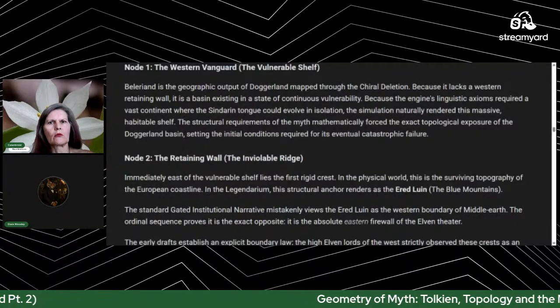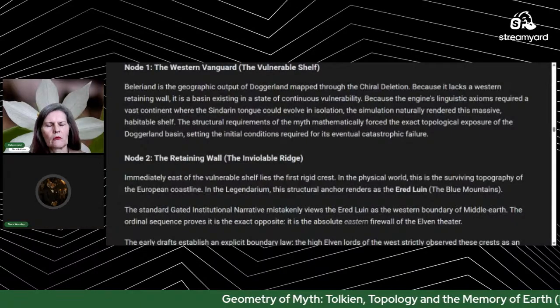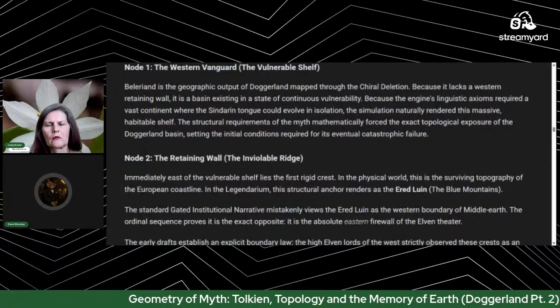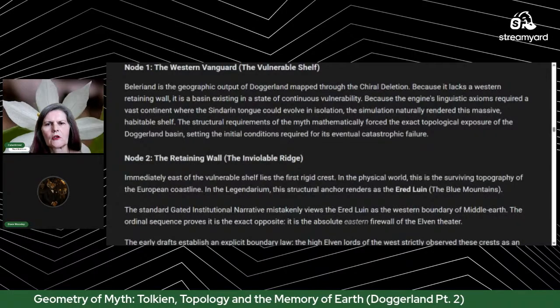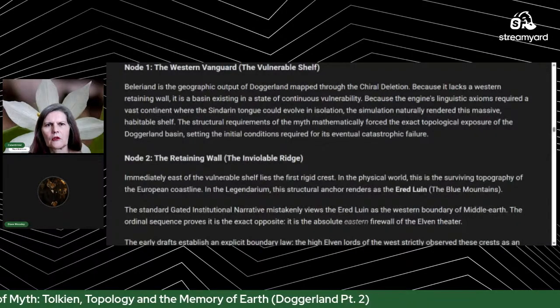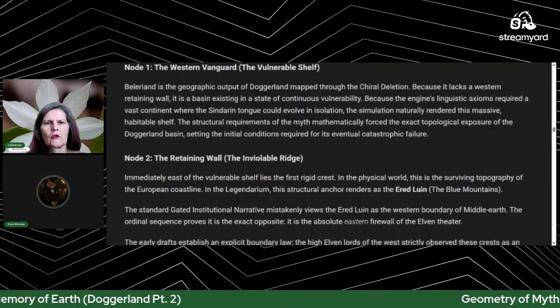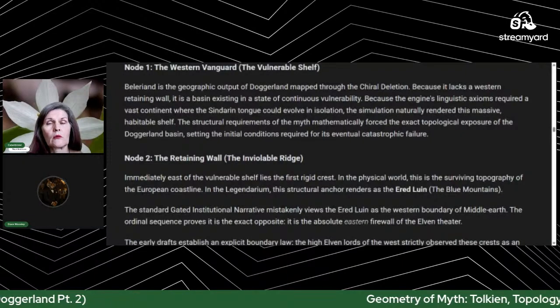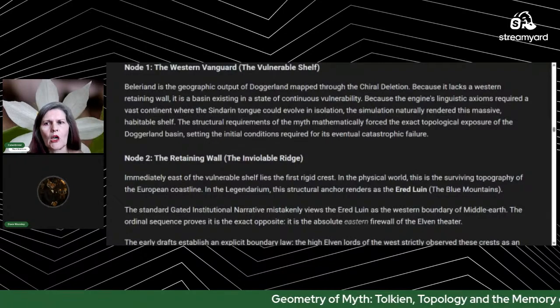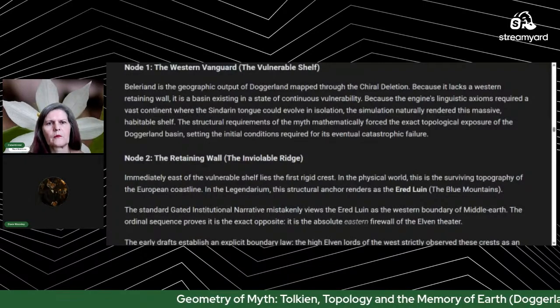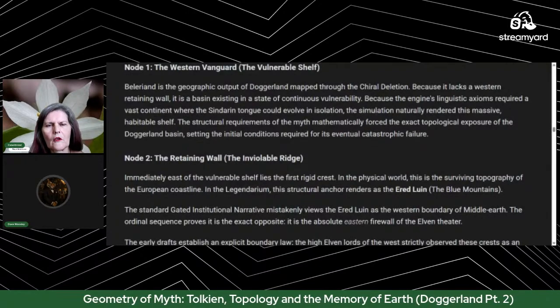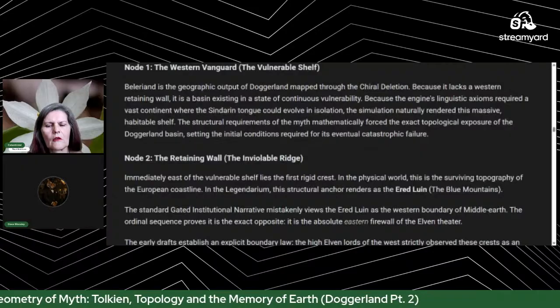Doggerland was originally slowly flooded, and then there was something called the Storegga slide, an underwater landslide that basically wiped out the rest of it in a catastrophic wave.